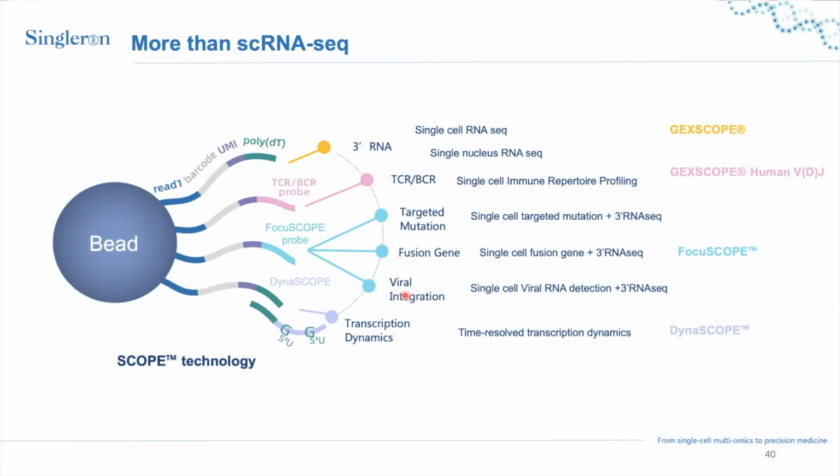So we are not only limited to poly-A mRNA, we can also detect some viral sequences by that. This is a targeted approach.